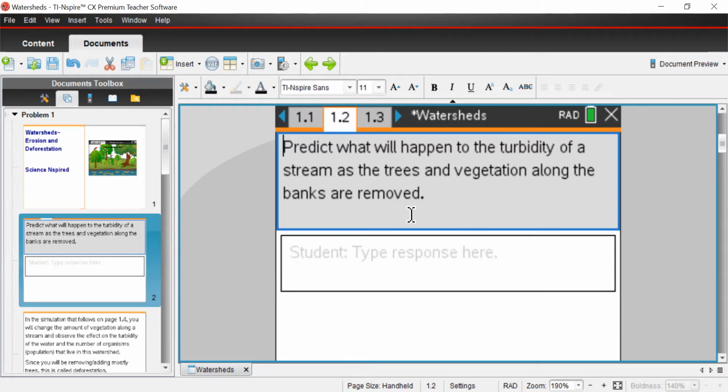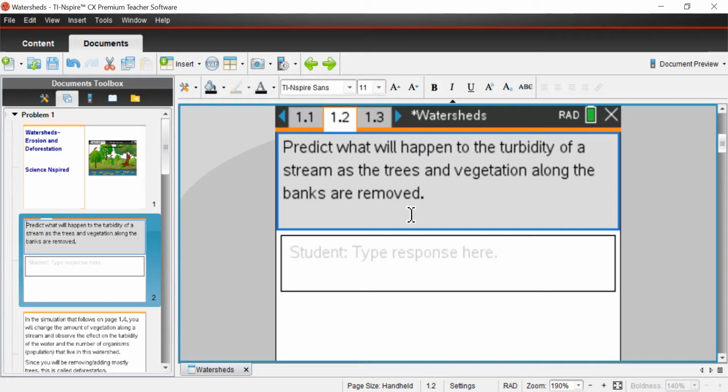So page 1.2 is the first sort of question. Predict what will happen to the turbidity of a stream as the trees and vegetation along the banks are removed. So, again, if we take away the vegetation, it loosens up the soil of the land. And so erosion is sort of a natural process that happens regardless of what man is doing. Wind and the movement of water will take sand and soil, even small rocks. It'll move that off of the land into the body of water. It'll kind of flatten things out, just by the nature of it.